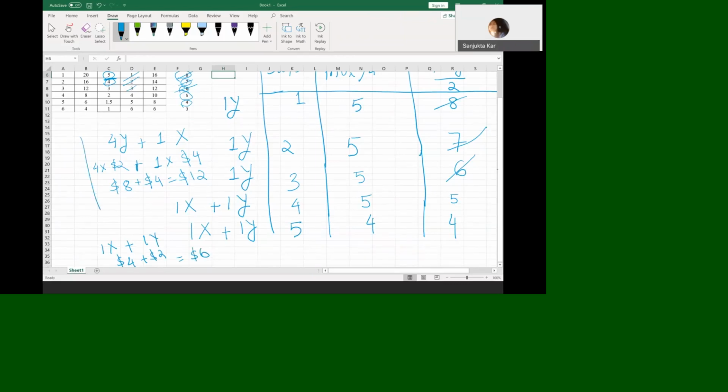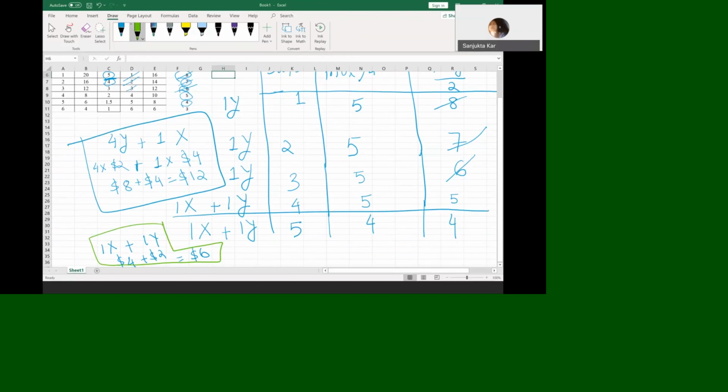So from here we found out from steps 1 to 4, consumers spent $12. From step number 5, we found out consumer spent $6. So basically, consumer is using up all his money, which is $18, and that's what we need.